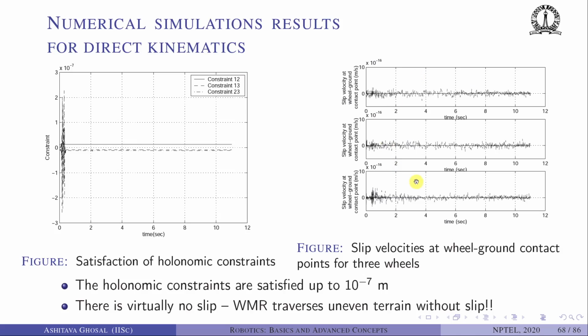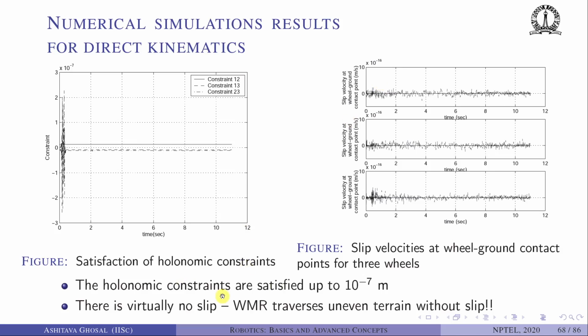We can also plot the slip velocities. This is the slip velocity at the three wheel ground contact points. This is for one wheel, this is for another wheel, this is for the third wheel, and we are plotting Vx and Vy. All of them are very, very close to 0. It is like 10 to the minus 16.